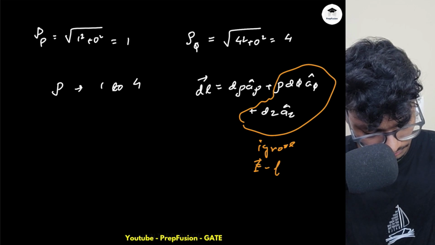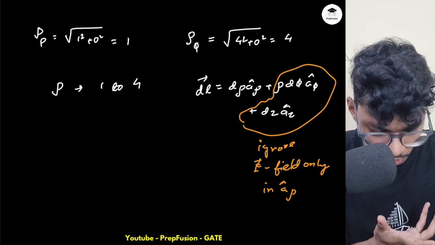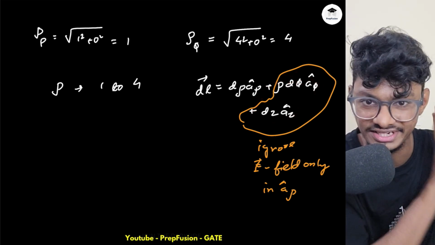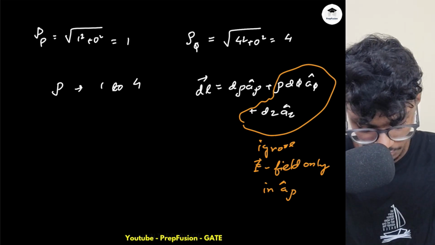Electric field only in rho cap direction. So if I take the dot product, all this will anyways go to 0, vanish. So I don't care. I only care about this. So the solution will be much simpler.